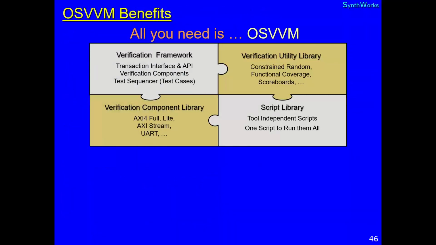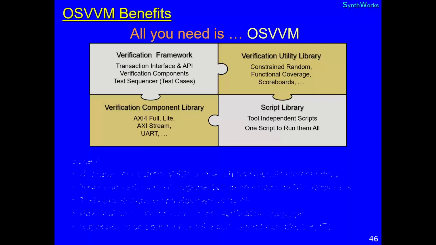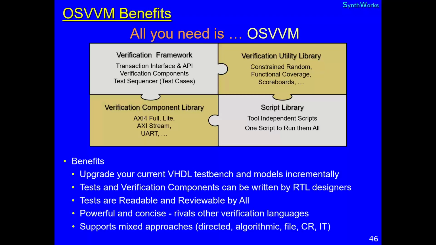Wrapping up then, all you need is OSVVM. We've got all the utilities, everything. We're not integrating things from any outside source. We've got a verification framework. We've got our utility library. We've got our verification component library and our script library. So you can upgrade, this is a big deal, you can upgrade your current VHDL approach incrementally.